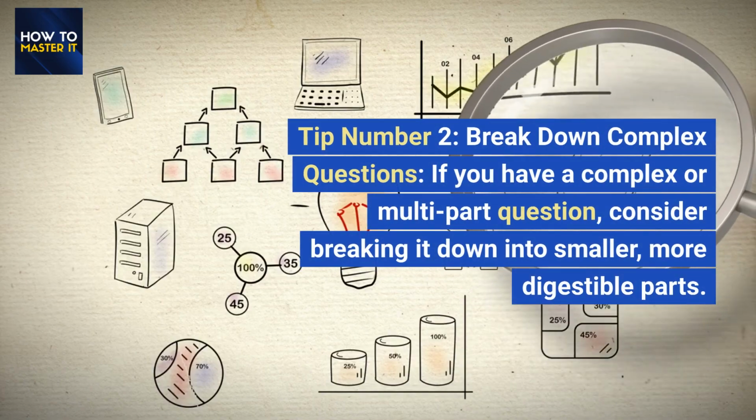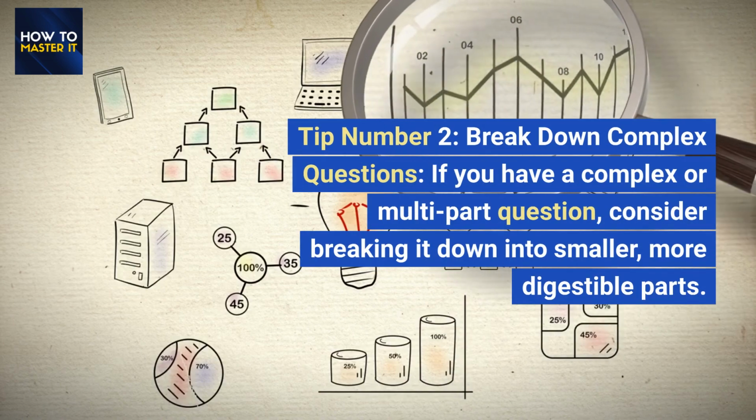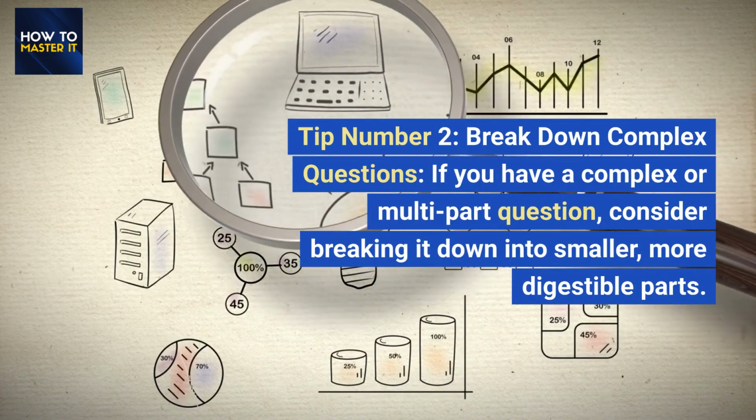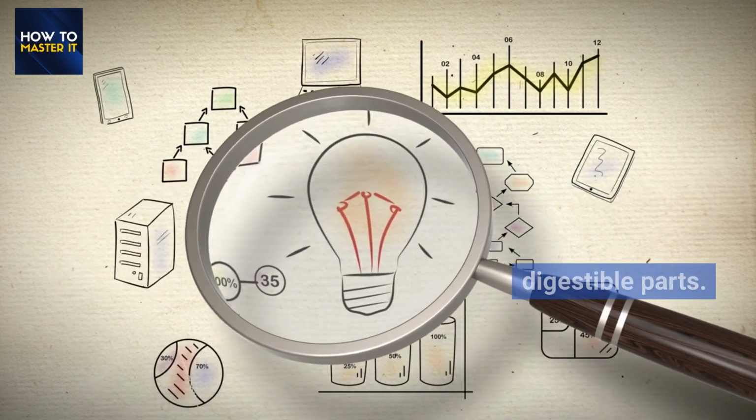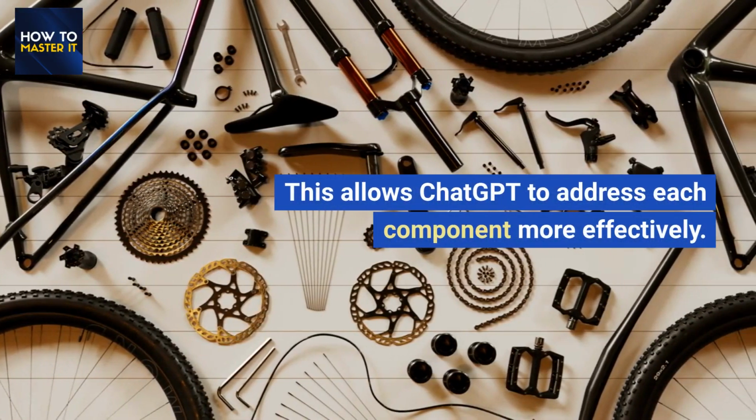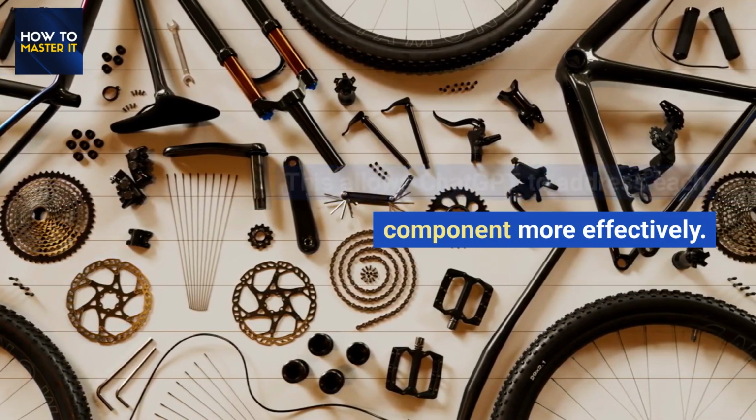Tip number 2. Break down complex questions. If you have a complex or multi-part question, consider breaking it down into smaller, more digestible parts. This allows ChatGPT to address each component more effectively.